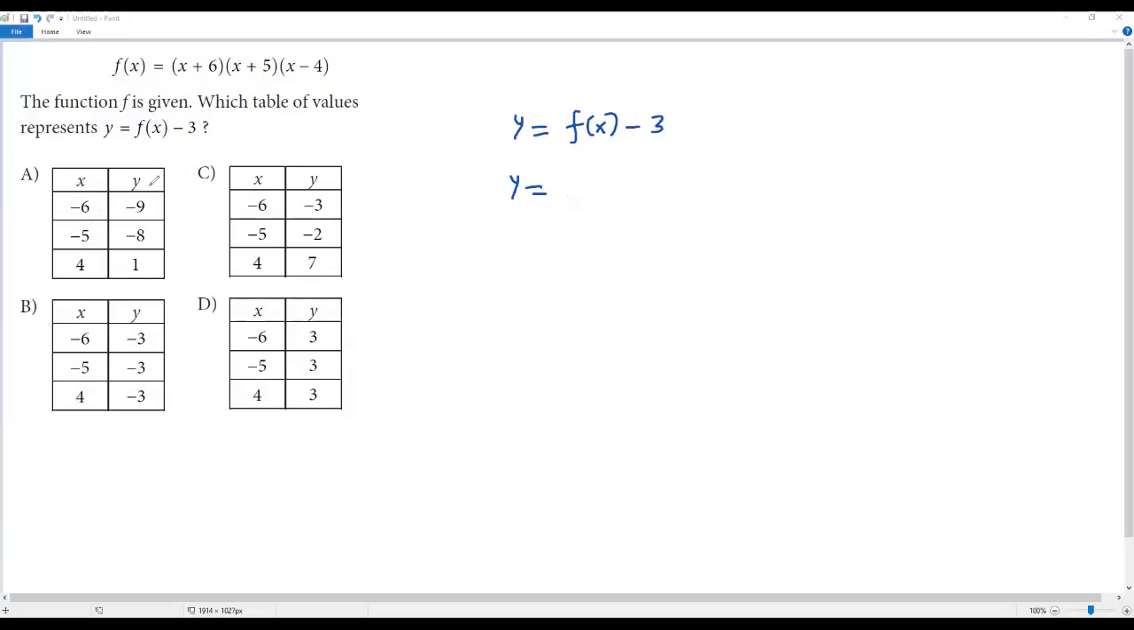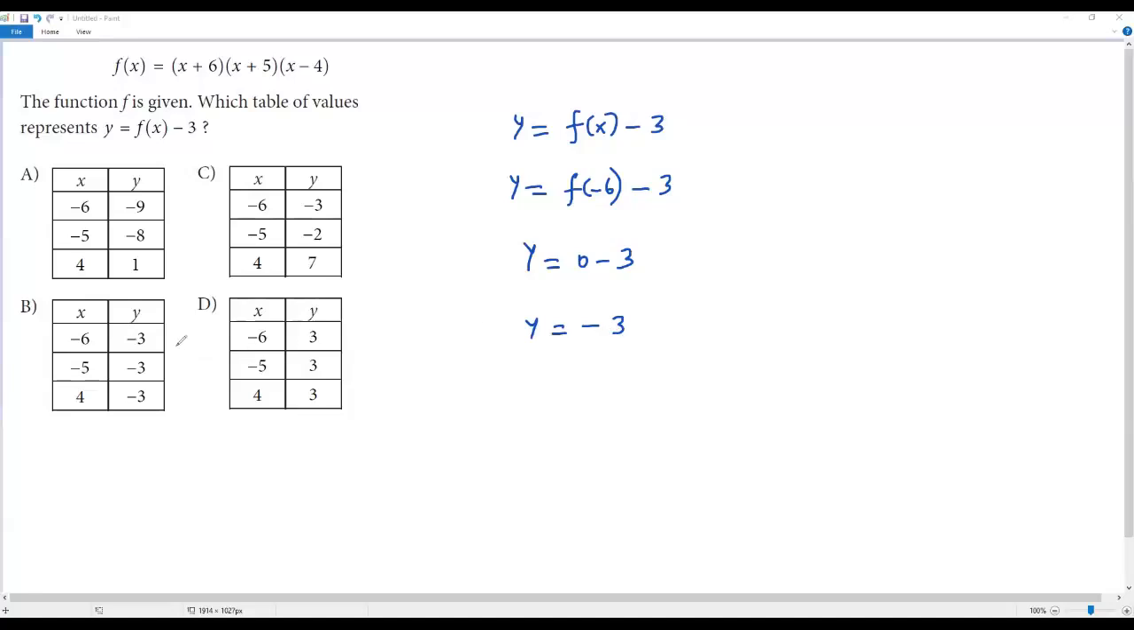Now we can move to option B. In option B also, the first value we have for x in the table is -6. Let's plug in x = -6. When I plug in x = -6, I'm getting y = f(-6 - 3). Already we have the value of f(-6): when I plug x = -6 into the given function, the first factor becomes -6 + 6, which is 0. 0 multiplied by everything becomes 0. So f(-6) is 0, and I'm getting y = 0 - 3, which is y = -3.